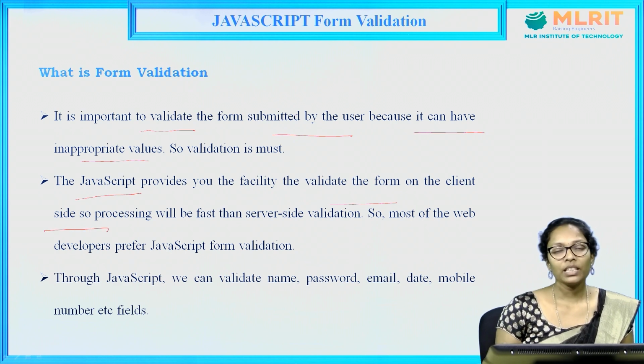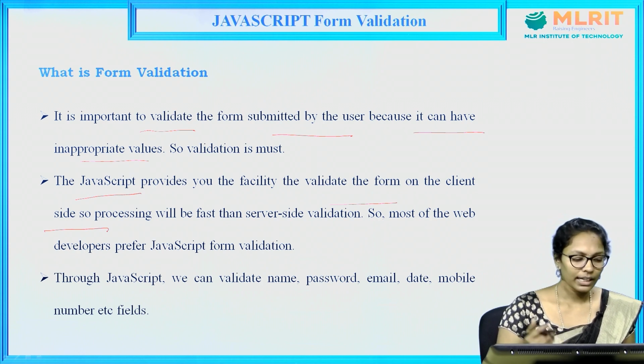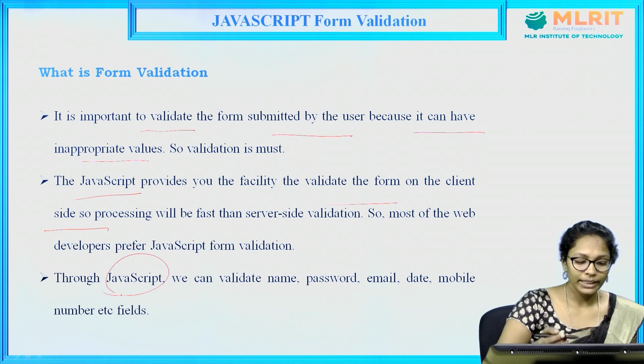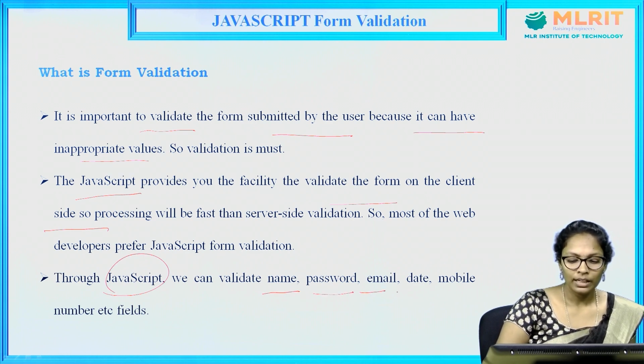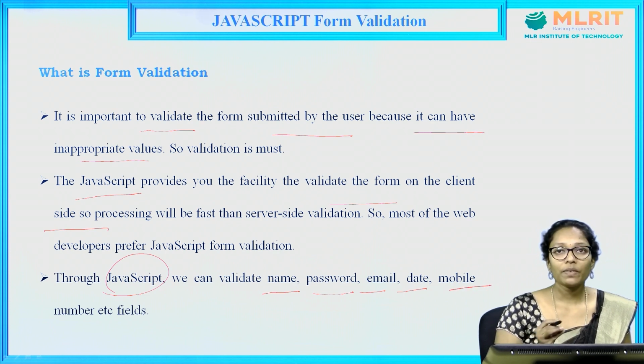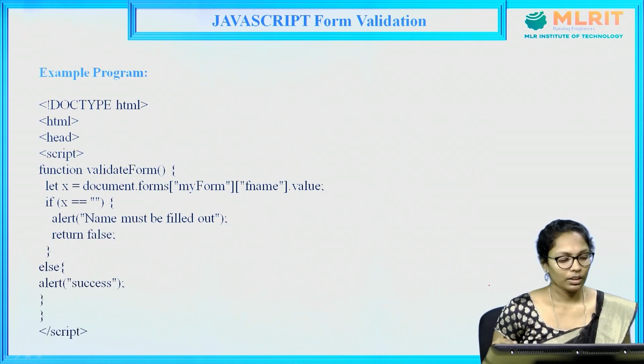Basically, we know form validation is done at the server side by accessing the database. But in JavaScript, we have some methods to validate the form on the client side itself. Here in JavaScript, what can we validate? We can validate the name, password, email, date, mobile number, etc. fields. But we need to specify the values manually in the program itself. So this is an example program.